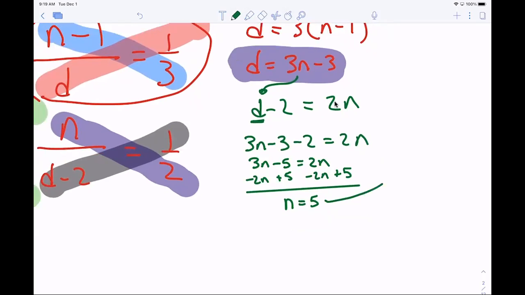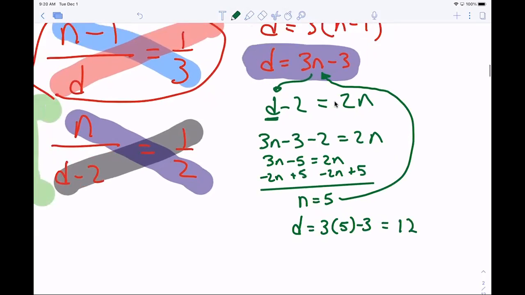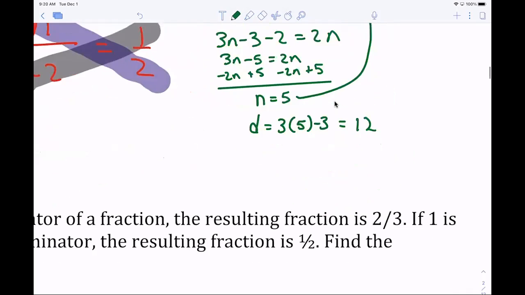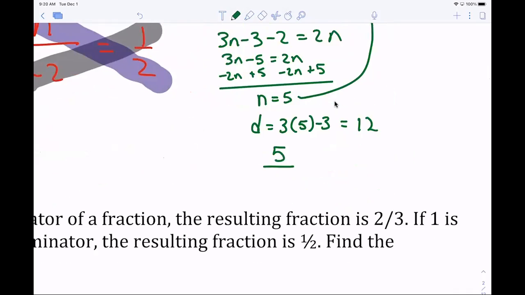Now, I'm trying to find out what D is. So now I just plug it in right there. So D is equal to 3 times 5 minus 3. Someone want to help me with that? What is D? 12. So what was the original fraction? 5 over 12. 5 over 12 is my answer.